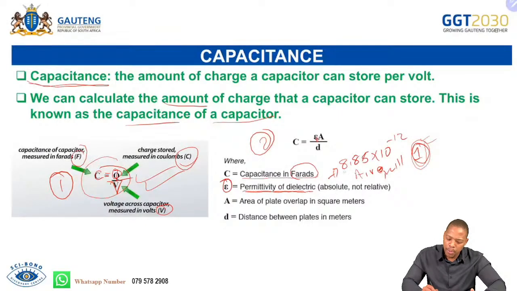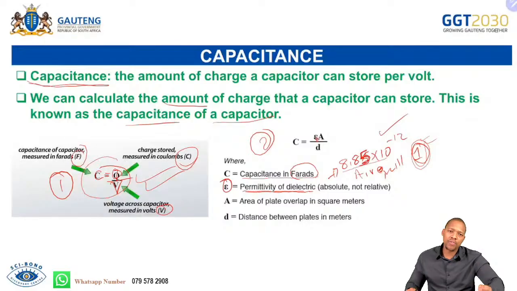But the absolute permittivity will always be 8.85. This is 8.85, not 8.88. 8.85 times 10 to the power minus 12. It's a value that you can know in grade 12, but it's a value that will always be given in your data sheet as you write your exam. So that's what epsilon naught stands for.